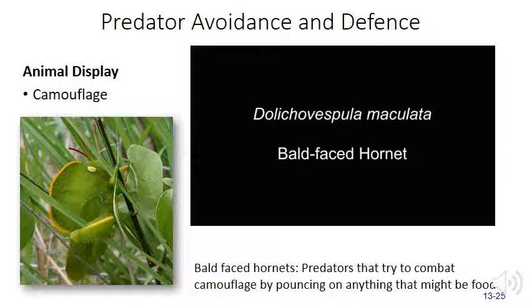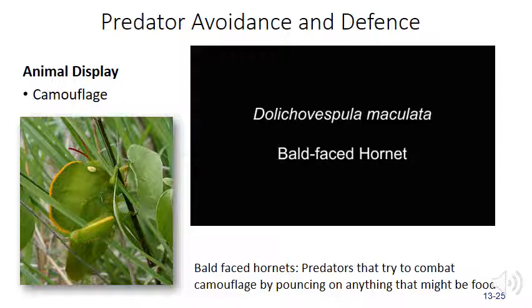So let's focus first on animal display. One of the major display tactics that prey species use to avoid predators is camouflage. Often that's using shape and coloration, like this grasshopper on the left that blends in well with the grass and the leaves. And the effect that camouflage has on the behaviour of predators is illustrated really well by this example of bald-faced hornets.